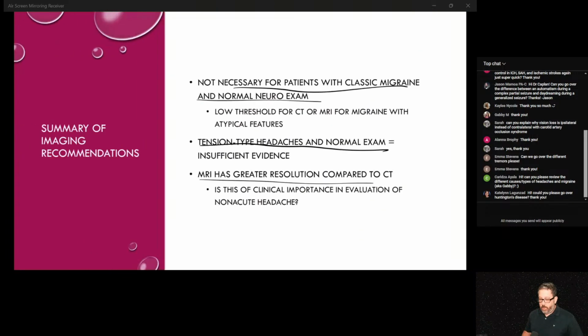That's imaging. Okay, let me go to next question is about Huntington's disease.